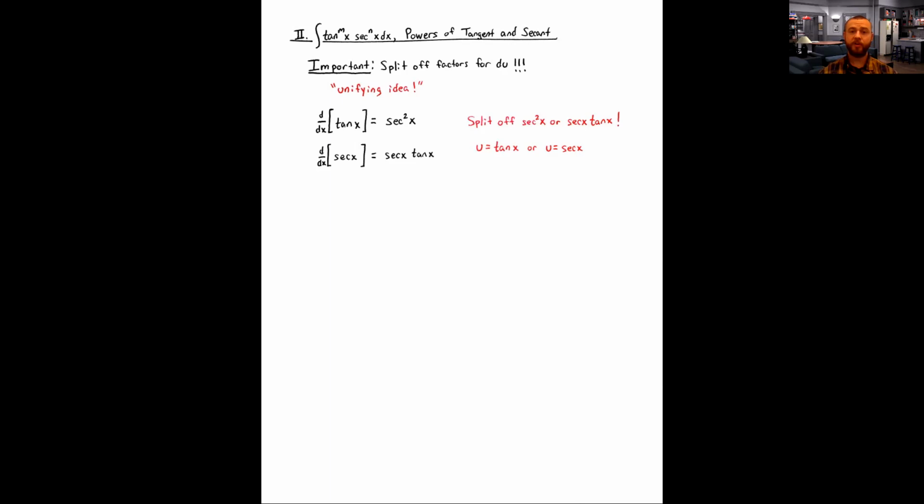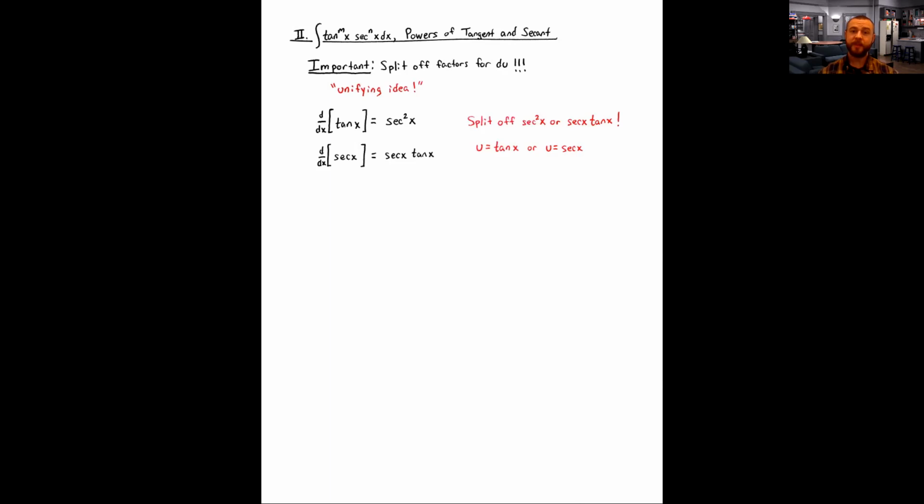Okay, so if you take a look at the derivatives, the answers, they're secant squared and secant x tangent x. That tells you what we're going to split off. Since the differential du is basically a derivative, we're going to split off a secant squared factor or a secant tangent factor. In the first part, integrals for powers of sine and cosine, we only split off sine or cosine because the derivative of sine or cosine is just sine or cosine.